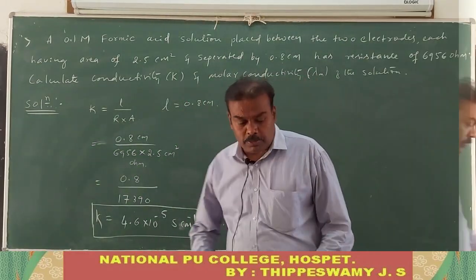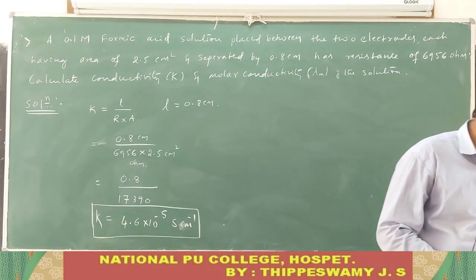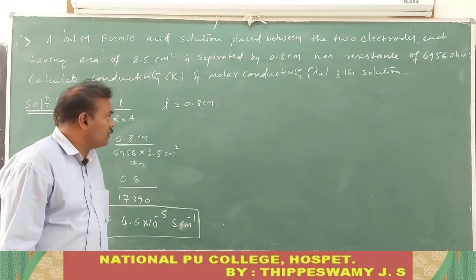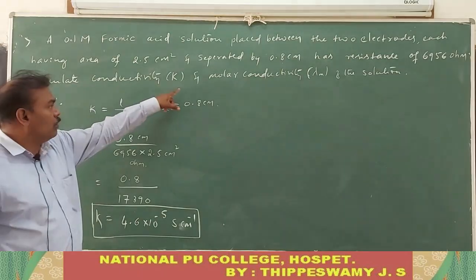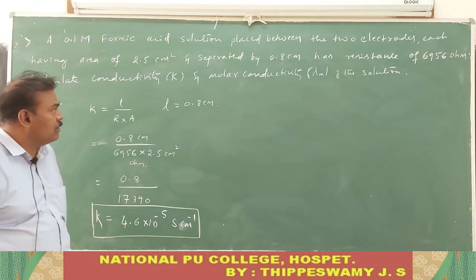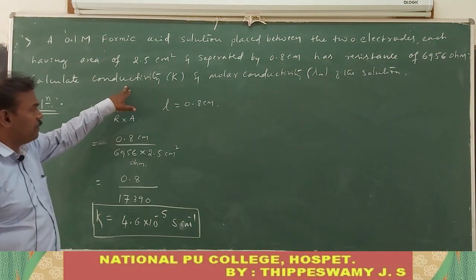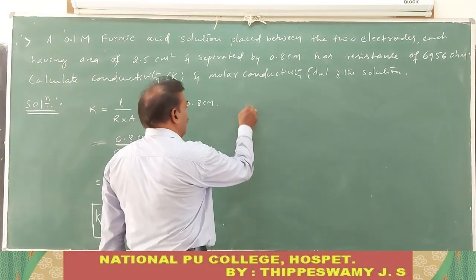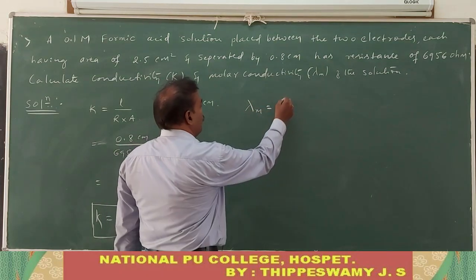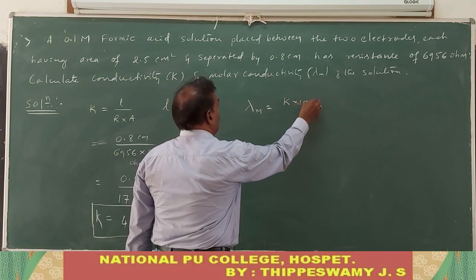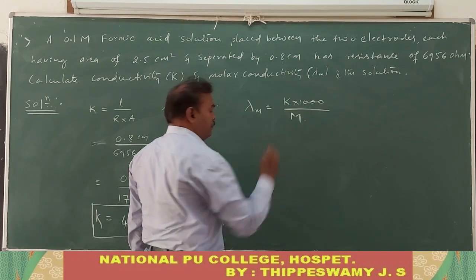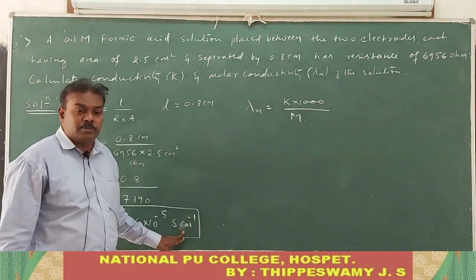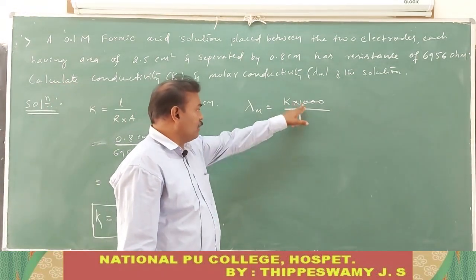Next, what is the next step? Can you tell me what is the next question asked here? Yes, we have calculated the specific conductivity, and the next one is molar conductivity. What is the relation for the molar conductivity? Lambda m is equal to K into 1000 whole divided by m. We have to take this relation because the value of the specific conductivity is given in terms of centimeter. So I have to use this formula, K into 1000 by m.